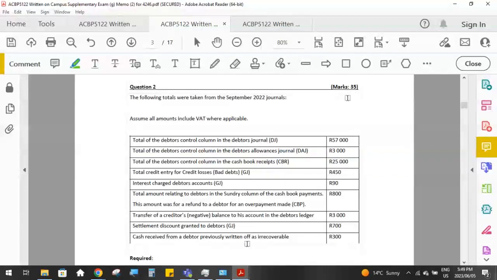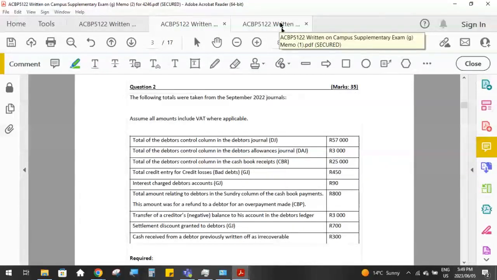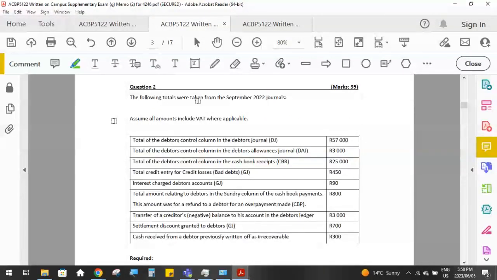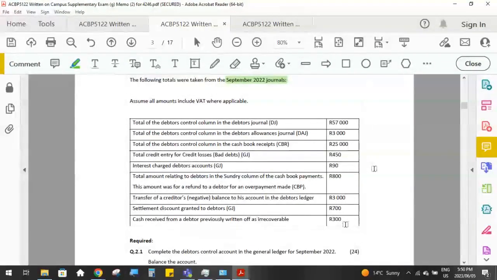Then question 2 was for 35 marks, and question 2 is from Learning Unit 2, which is the debtors and creditors reconciliation. So in this question here, they said September 2022 journal. So when they say the journals, they mean all of the journals in our business. So the cash book receipts, cash book payments, petty cash, debtors and creditors, journals and allowance journals. Okay, that's what they mean by that. Also, obviously, our general journal. These were some of the entries that appeared in those journals.